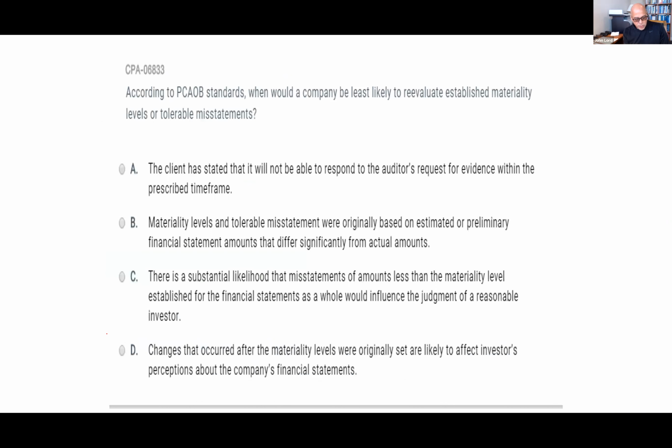Okay, good. Let's take a look at another one. According to the Public Company Accounting Oversight Board standards, when would a company be least likely to reevaluate established materiality levels or tolerable misstatement? Again, reevaluate meaning as I'm going through the audit, if something comes to my attention, I may want to change that materiality.